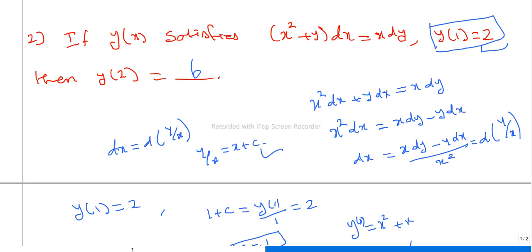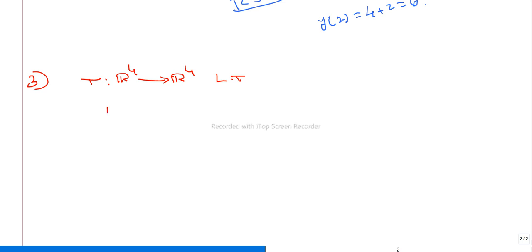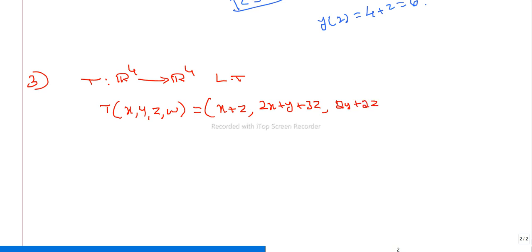Now another problem from linear algebra. Suppose we have a linear transformation T from R4 to R4, a linear map. The function is defined to be T of, if you take any 4-tuple, for example x, y, z, w, it is defined as x plus z, comma 2x plus y plus 3z, comma 2y plus 2z, comma w.